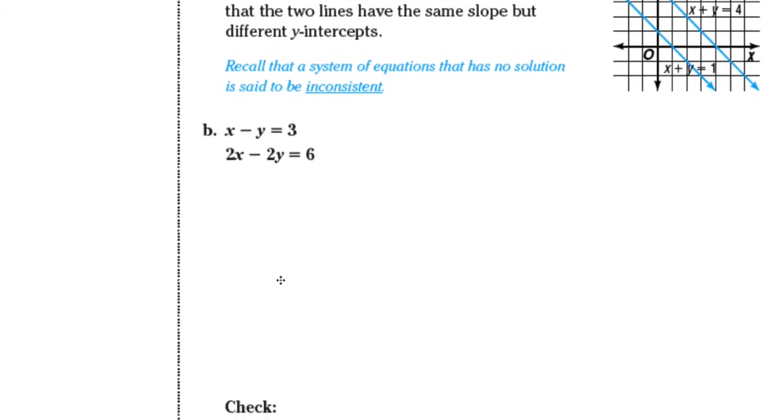Let's take a look at letter B: x minus y equals 3 and 2x minus 2y equals 6. Let me give you a hint here. If I take the equation 2x minus 2y equals 6 and divide both sides by 2, the equation will not change because I did the same thing to both sides. Whatever you do to one side of the equation, you need to do to the other side for the equation to stay the same. What I just did is divide both sides by 2, and I end up with x minus y equals 3.